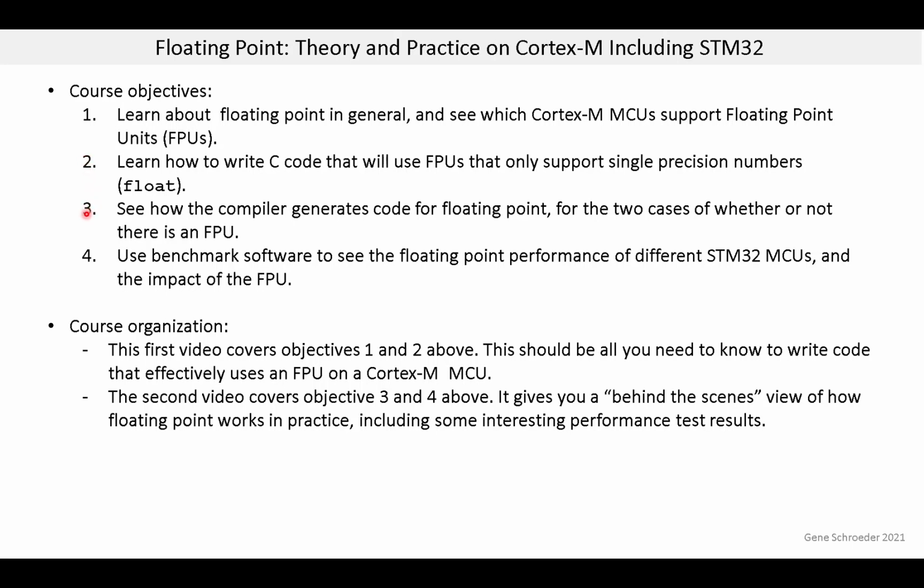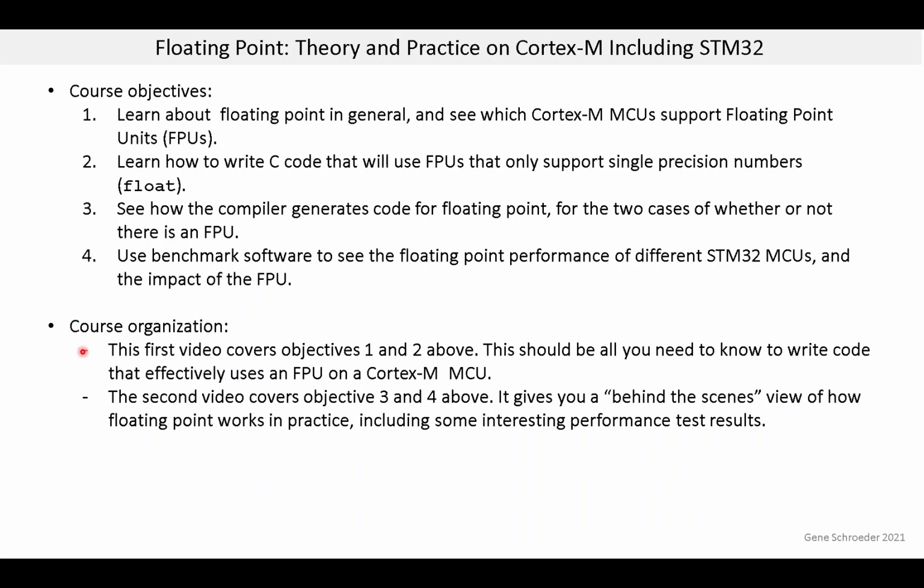Then we'll see how the compiler generates code for floating point for the two cases of whether or not there is an FPU. This involves looking at assembly code, but this is straight line code and I keep it at a high level and it's not difficult at all. Finally, we use some benchmark software to see the floating point performance of different STM32s and the impact of using the FPU. So we compute a speedup factor for using the FPU.